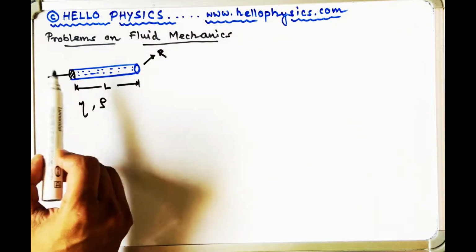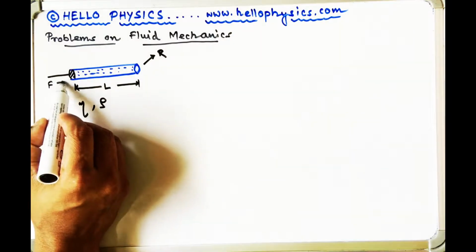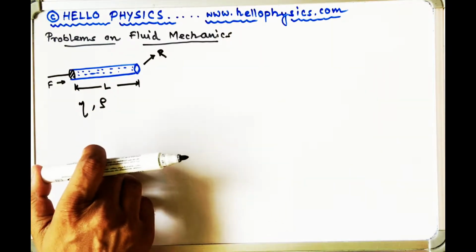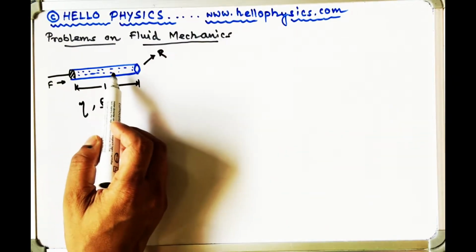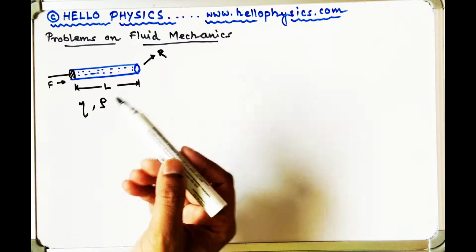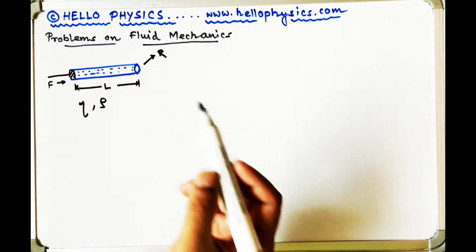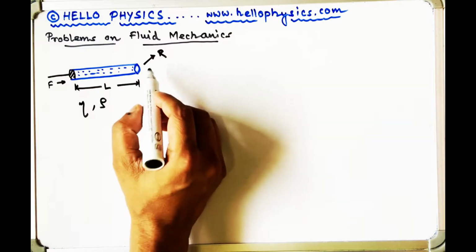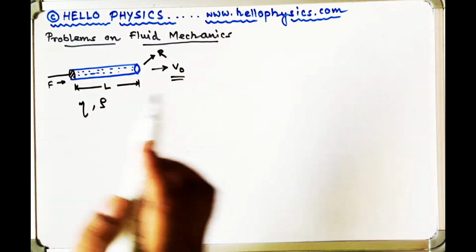Initially the piston is at the left end, and now what is done is a force F is applied onto the piston towards the right. As a result, what would happen? The fluid would start coming out. It is observed that the force is applied in such a manner that the fluid comes out with a constant velocity of V0. I hope you understand.